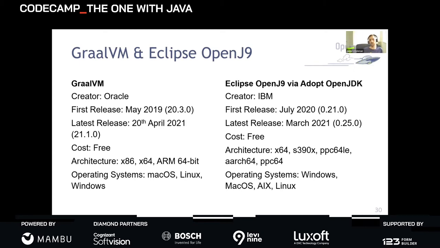And then, of course, you've got Eclipse OpenJ9, which was created by IBM, originally IBM's Java essentially, and was open sourced in July 2020. This supports quite a broad range of architectures and operating systems, because a lot of IBM customers are using lots of different architectures. So it supports mainframes, 64-bit, PowerPC, all those kinds of things.